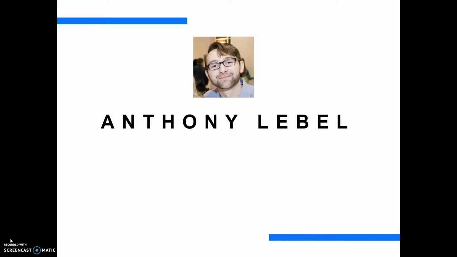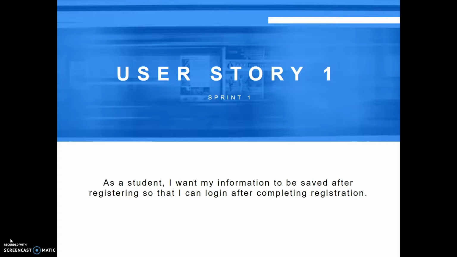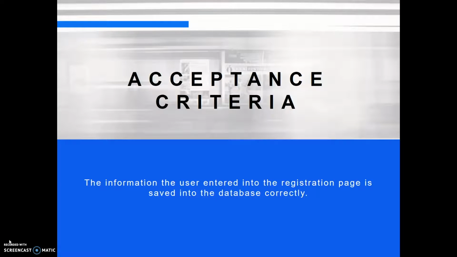Hello, this is Anthony LaBelle with Team Free Labor, and today I'll be going over the user stories and acceptance criteria for Sprint 1. For my first user story, as a student, I want my information to be saved after registering so that I can log in after completing registration. The acceptance criteria: the information the user entered into the registration page is saved into the database correctly.